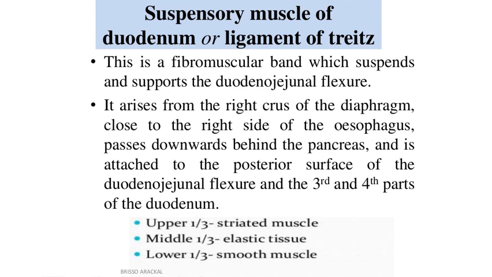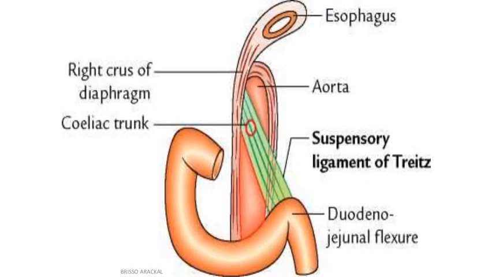Suspensory ligament of the duodenum, or ligament of Treves, is a fibromuscular band which suspends and supports the duodenojejunal flexure. It arises from the right crus of the diaphragm, close to the right side of the esophagus, passes downwards behind the pancreas, and is attached to the posterior surface of the DJ flexure and the third and fourth part of the duodenum. دي صورة لل DJ flexure and ligament of Treves.